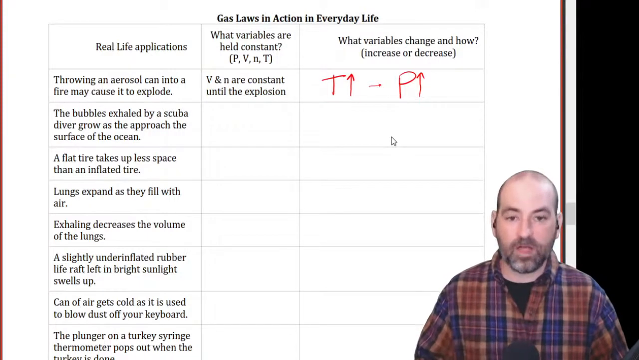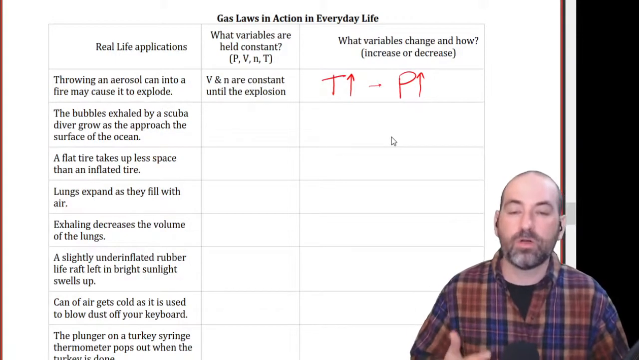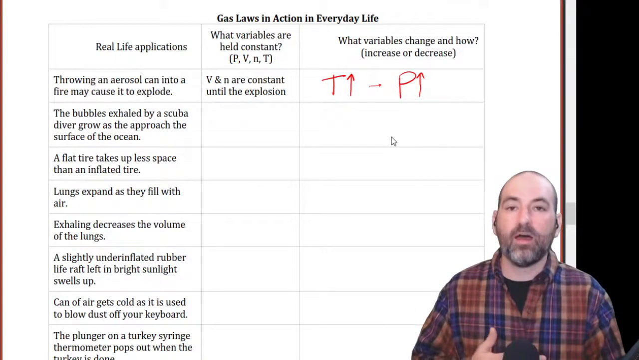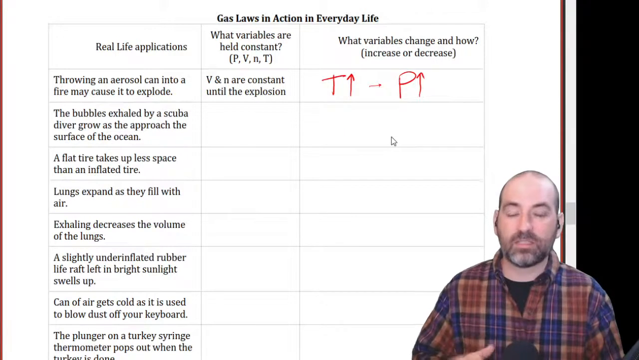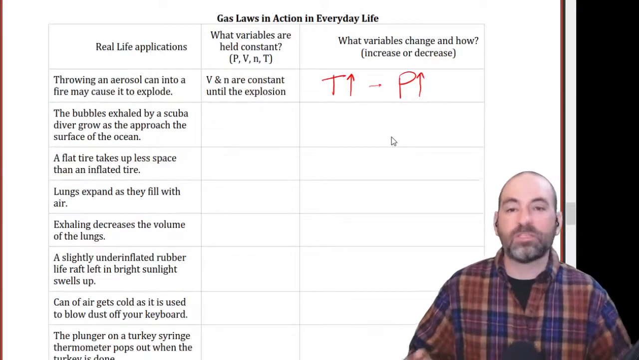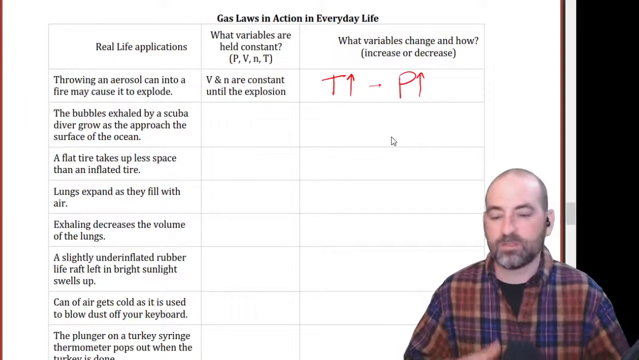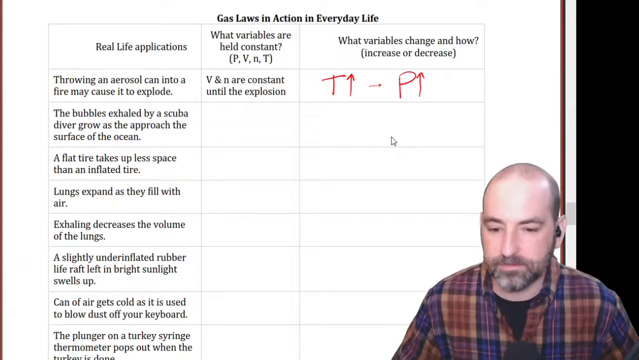So zooming down into the molecular level, looking at the actual particles, what's happening there? The particles are traveling faster and faster as the temperature increases because temperature is proportional to average kinetic energy. And so the gas particles are moving faster and faster, which means they're hitting the walls more and more, which creates more and more pressure. That's why that's an explosion risk.